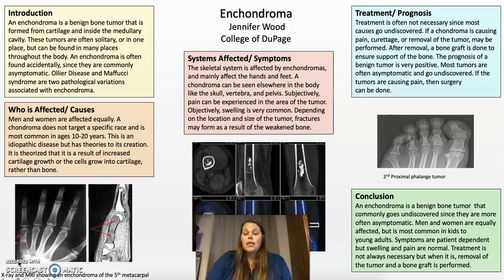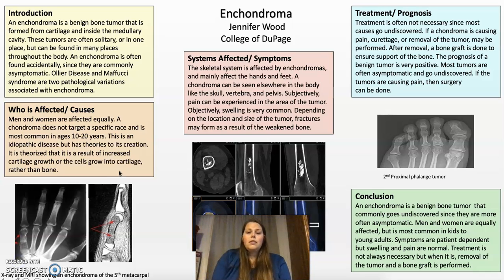Enchondromas are being studied every single day. There's a lot of new research going out regarding enchondromas and how they are created. With that research done, there are theories as to how an enchondroma is formed. An enchondroma could be the result of increased cartilage growth, or of cells growing into cartilage rather than bone. Those are just a couple of the theories that researchers have come up with. There's not a set theory quite yet.